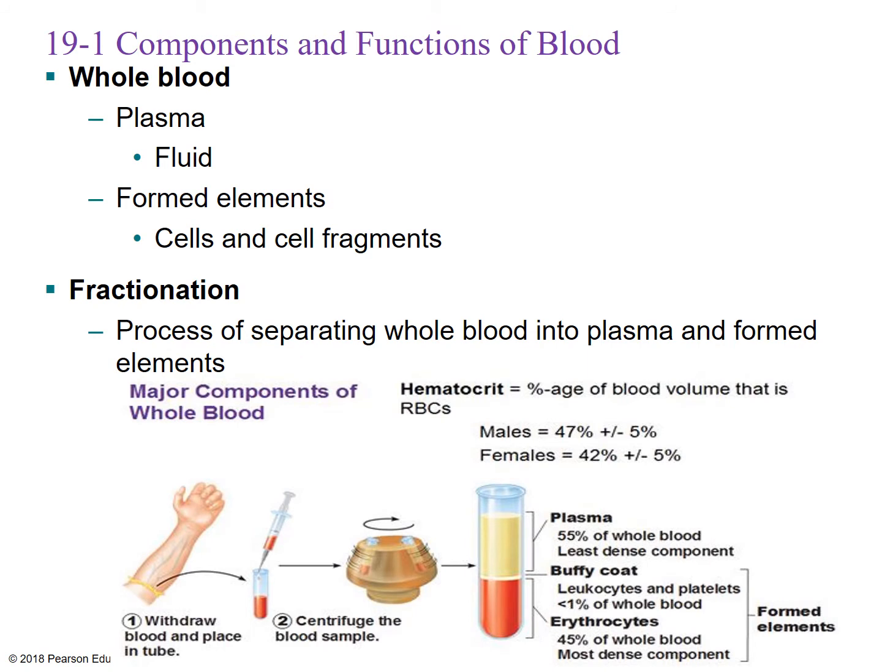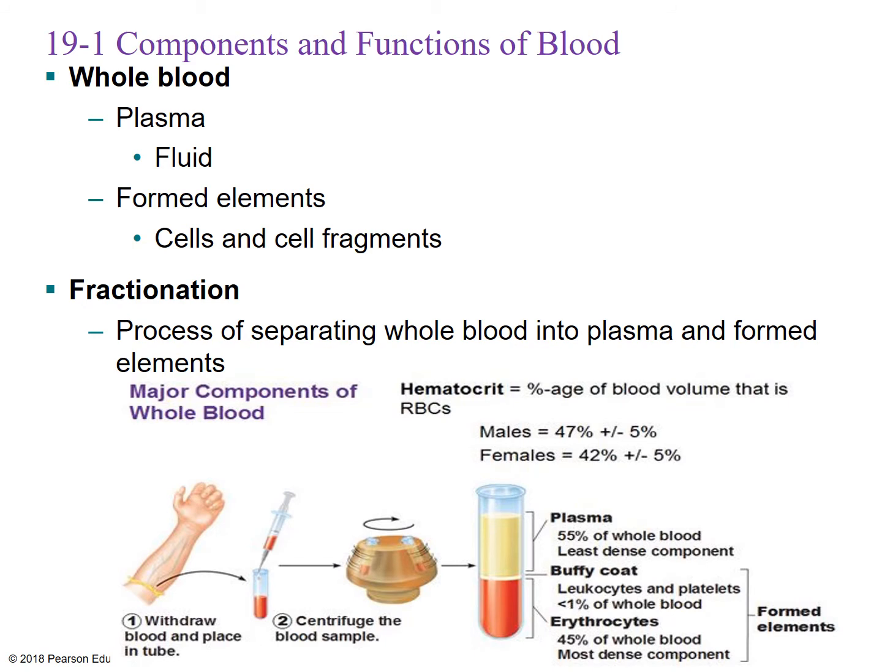When we're looking at whole blood, we have plasma, which is going to be the fluid component of blood, and then we also have what we call formed elements, which will be cells and cell fragments. If we do fractionation, that means that we're basically going to separate that whole blood into those different components. Whenever you do a blood draw, they're going to put it in a little centrifuge, which is going to spin really fast, which will separate out the different components of the whole blood. The plasma is going to come up towards the top of the tube because it is not as dense as those formed elements. So the plasma is mostly going to be water.